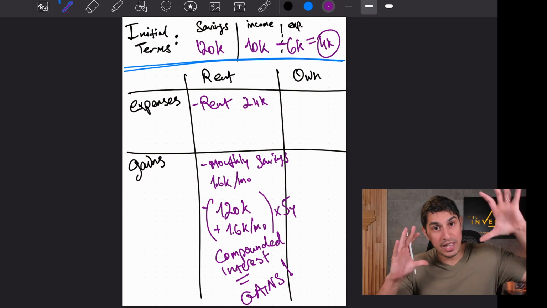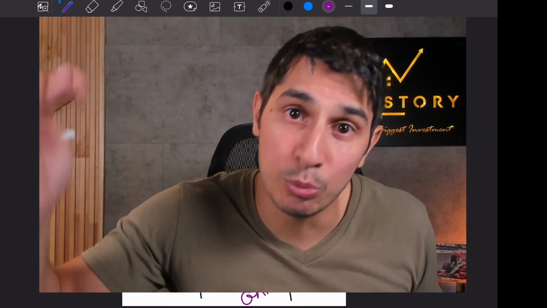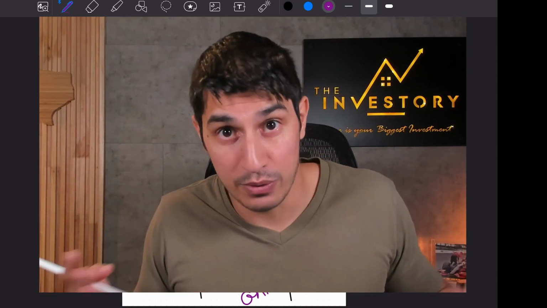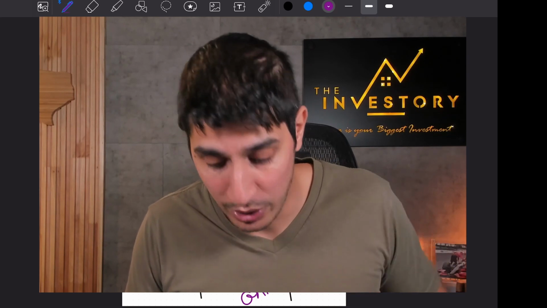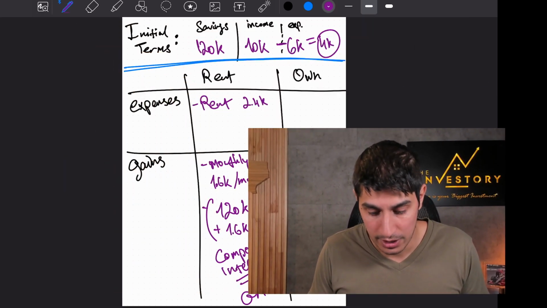So we take the money that we're not using in order to buy a house. We're taking the money that we can put monthly into our savings account, investment, or whatever. This money grows if we invest it with whatever assumptions that we have in mind. And at the end, we have something. These are the gains for the rental situation.